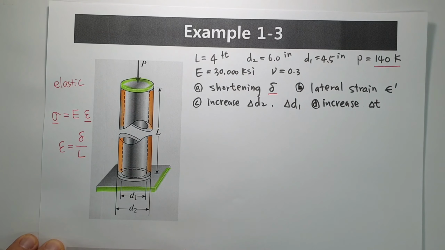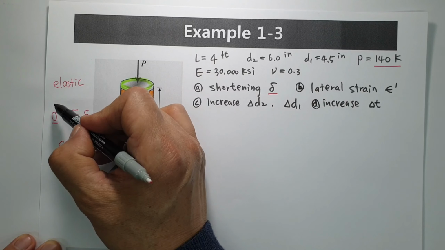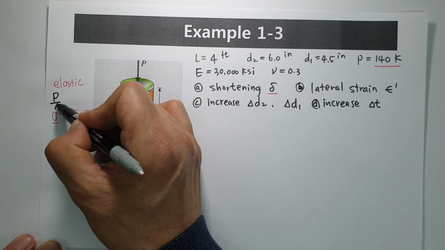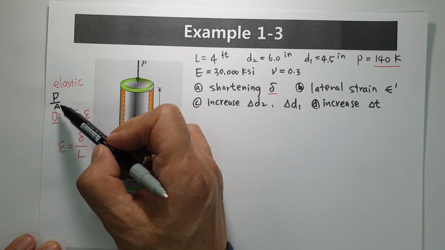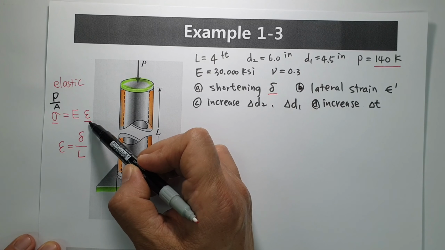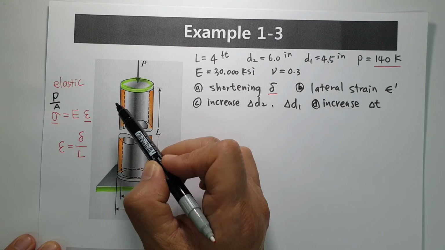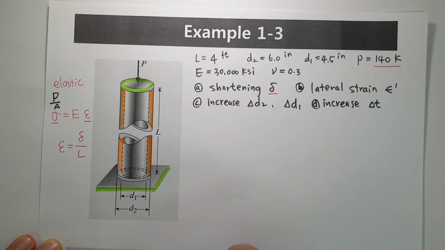And in order to find the epsilon value, we must calculate sigma. Sigma is given by P over A. Then we can calculate it, since P is given, and A we can calculate. Then actually we can find epsilon, and if you know epsilon, then finally the delta value. Let's calculate it.